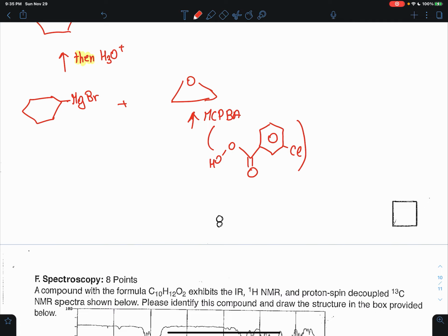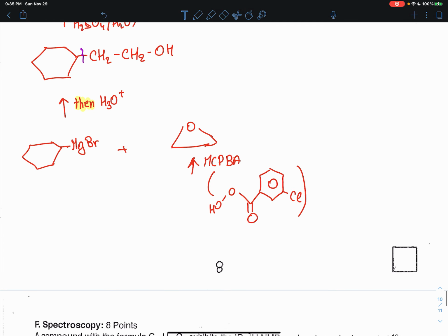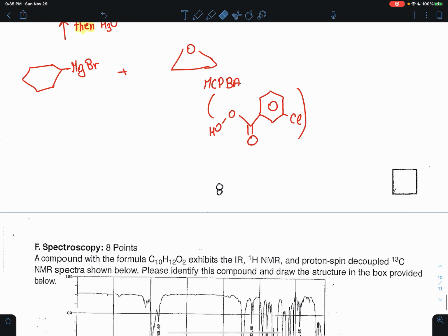You should know the structure. You should keep in mind the general structure of it at least, because again, it's multiple choice, so she can give you the structure of it instead of just the name, right? And then remember, when we do MCPBA, we always start with an alkene, so that's a CH2 double bond CH2.